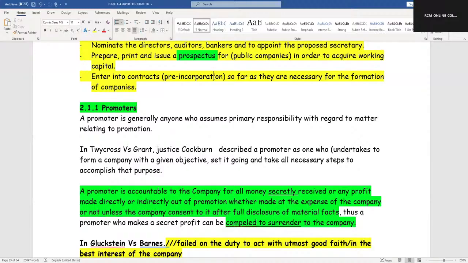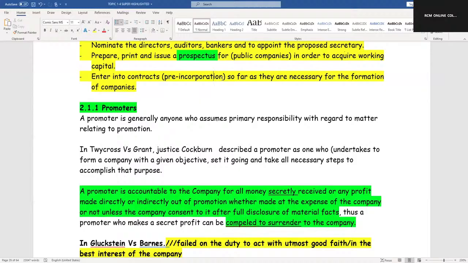For example, in this case, if it happens he has sold an asset to the company himself, he has to do it with what we call utmost good faith. If it happens he, for example, makes a profit on this kind of an asset, then it means he has to reveal that profit to the company eventually once it is actually formed. If he doesn't do so, he would have actually failed on his duty of utmost good faith. He would have actually made what we call a secret profit.